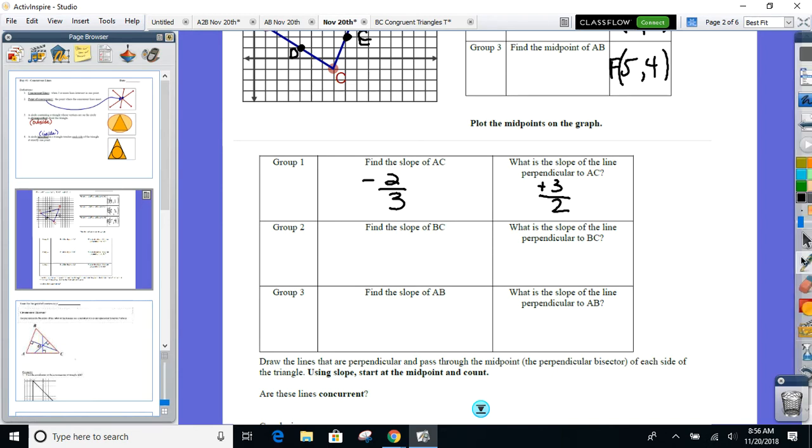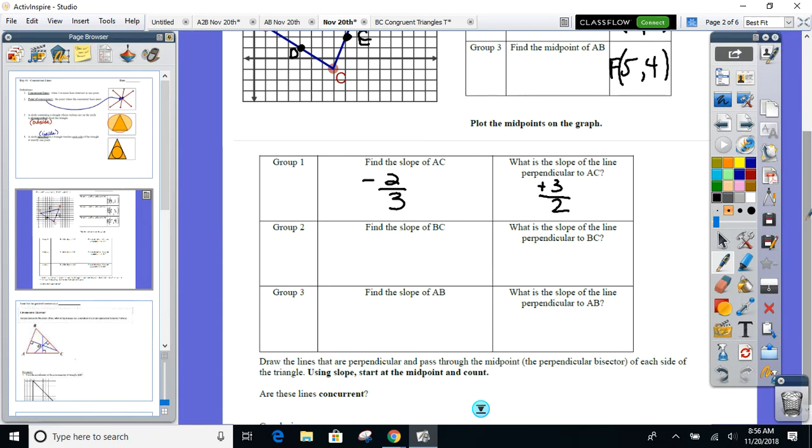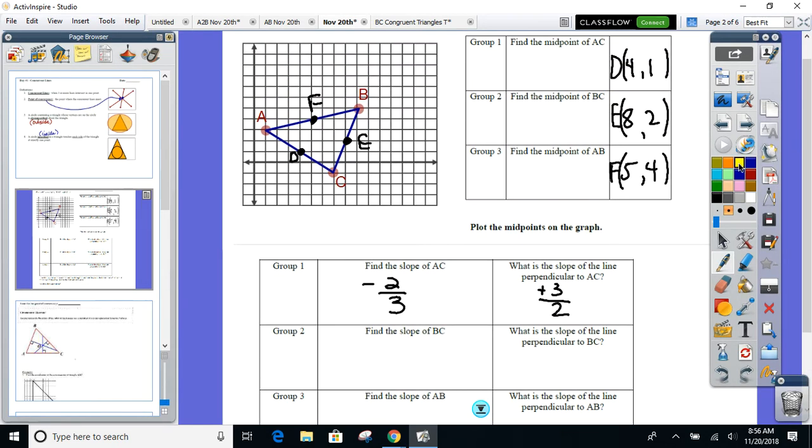So go to point D right now. I'll do this in yellow for this one. Ready? Up 3, 1, 2, 3 over 2. One more time. Up 1, 2, 3 over 2. Grab your straight edge.